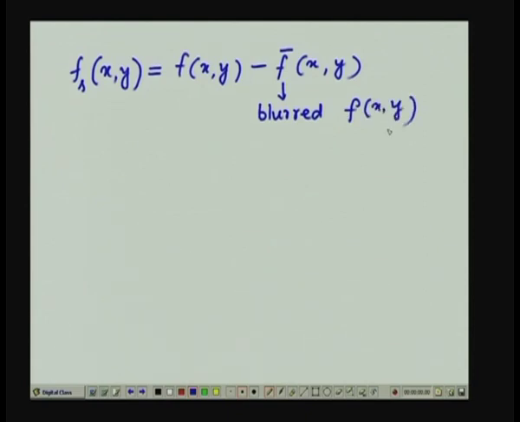So, this f bar(x,y) is nothing but a blurred version of f(x,y). If we subtract the blurred image from the original image, what we get is the details in the image, or we get a sharpened image. So, this f_s(x,y) is the sharpened image. And this kind of operation was known as unsharp masking.